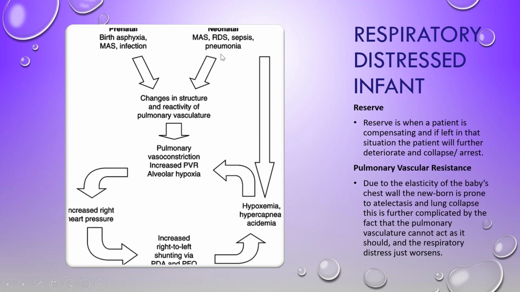When we look on this side, neonatally, meconium aspiration, RDS, sepsis and pneumonia, once again we get vasoconstriction that occurs with alveoli hypoxia. There's increased right heart pressure. There's increased right to left shunting. There's hypoxemia, hypercapnia, and acidemia, and it just goes in this vicious circle. So somewhere here, we've got to start intervening. We've got to prevent it from getting worse.